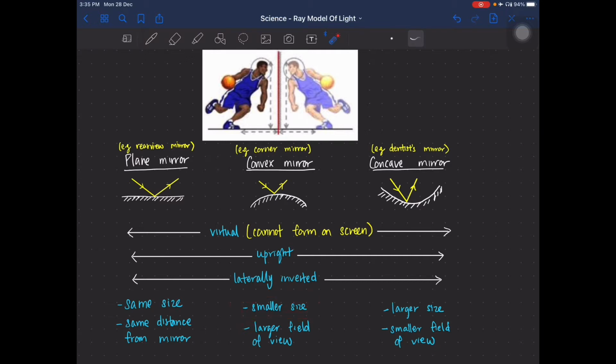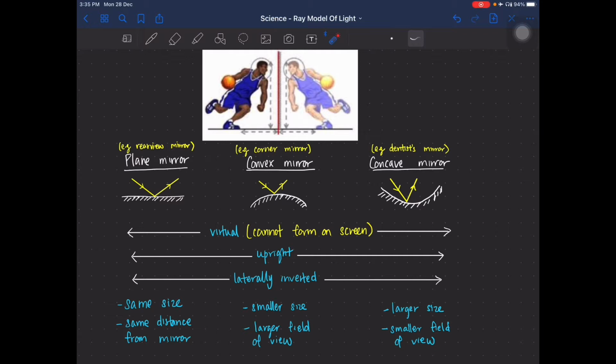Concave mirror, on the other hand, provides you with a larger size image, but a smaller field of view. That means you are sort of zooming in, looking at a specific spot. And that's why we use it in the dentist mirror. The dentist mirror is used to magnify certain areas of your teeth so that they can see what the issue is. So they want the images to be as large as possible.